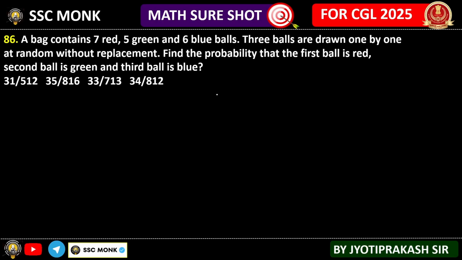Now see, this is quite simple. Total number of balls: 7, 5, 12, plus 6, 18. So out of 18, the first one is red. So what is the probability? 7 by 18. Now one ball is gone. How many balls are left? 17. Out of 17, the next ball should be green.